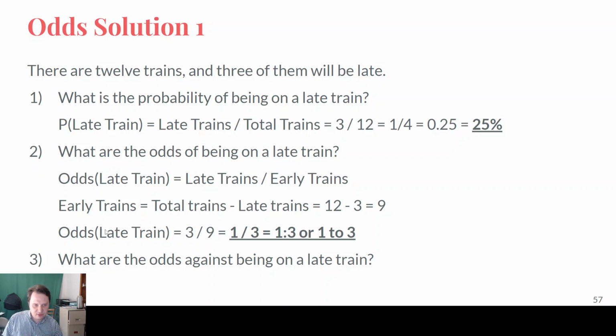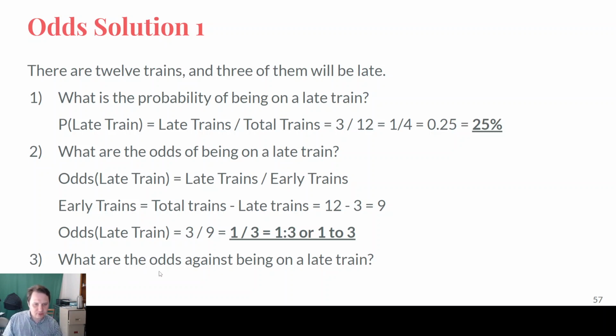Okay, because the late train number comes first. So 3 late trains, 9 on-time trains. So it's 3 to 9, and you should reduce that if you can. So that reduces to 1 to 3. Just like a regular fraction, you'll want to reduce it. So the odds of being on a late train are 1 to 3, and that's because there's 1 late train for every 3 on-time trains. You see these odds a lot when you look at sports betting and gambling and things like that. And we'll talk about that a little bit later too.